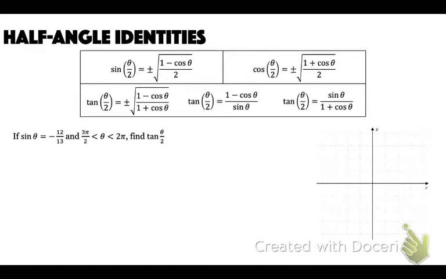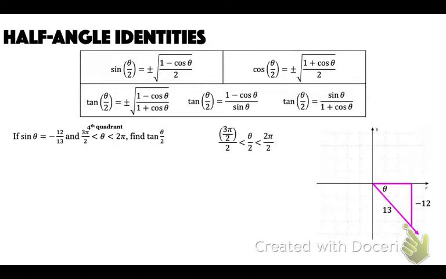This one, so if sine is negative 12 over 13, and it is in the fourth quadrant, 3 pi halves to 2 pi, and we want to find tangent of theta over 2. So this is a little bit different type of problem. They're giving us a ratio for sine instead of giving us an angle. So that means I'm going to draw a triangle here, okay? So there's my triangle, and sine is opposite over hypotenuse, so that's negative 12 over 13. We've been drawing triangles with this, so hopefully you understand that part.